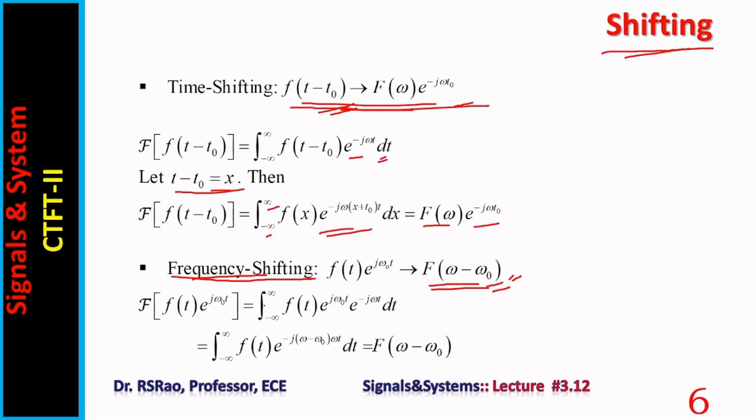The proof can be easily understood from the defining relation. The Fourier transform of f of t e power j omega naught t: the defining relation says it is the integral from minus infinity to plus infinity of f of t e power j omega naught t multiplied by e power minus j omega t dt. This can be manipulated, a simple manipulation, and after manipulation, it can be found equal to F of omega minus omega naught. So this is a proof of the frequency shifting property of CT Fourier transforms.